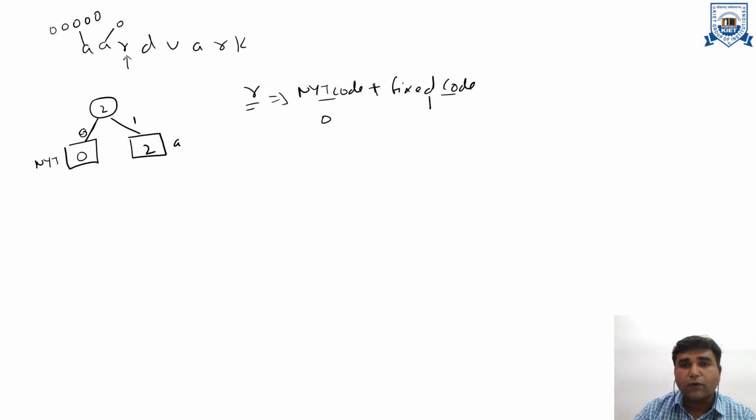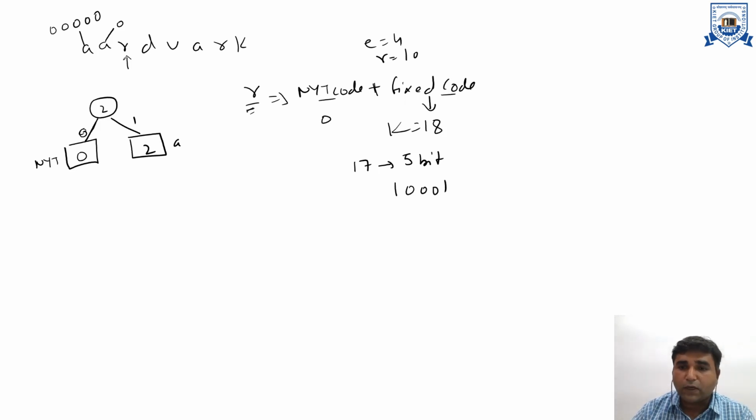Now come to the fixed part. For the fixed part, the value of k for this symbol is 18. Now k equals 18. When the value of k is 18, it means the first condition will be satisfied, because the first condition says that the value of k lies between 0 to 20. As per this first condition, we have to encode k minus 1, that means 17. Bit 17 represented in e plus 1 bits, where e equals 4 and r is 10. So e plus 1 bits means 5 bits. So we can represent 17 in 5 bits, we get 10001. So the final fixed code is 10001.